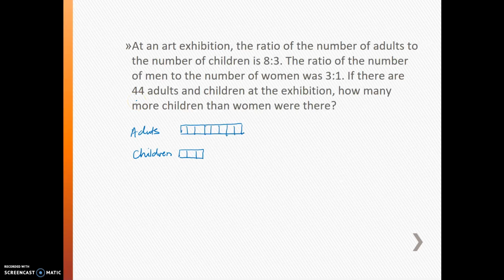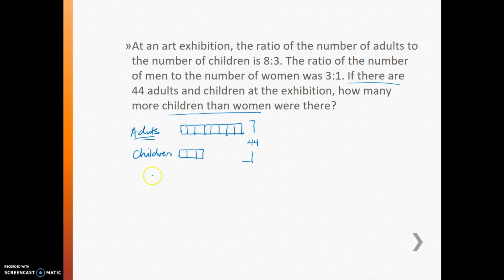I'm not going to model the second part here where it says the ratio of the number of men to the number of women was 3:1. I'm actually going to jump down here to this piece of information. Check this out. If there are 44 adults and children at the exhibition, that means I can assign that 44 to all of these units right here. How many more children than women were there? Hopefully you notice that this word right here is not women. I can't solve this problem yet. So what I'm going to do is solve for children and adults.